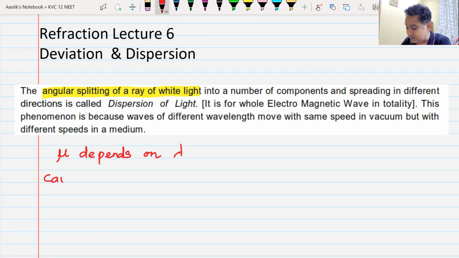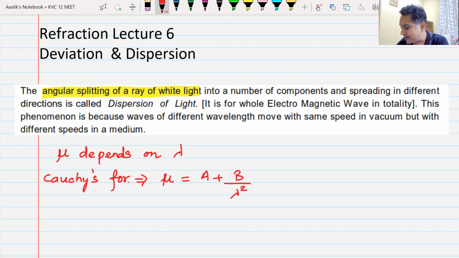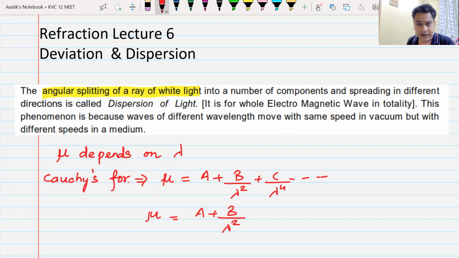In fact, the actual formula is given by a scientist named Cauchy, and this is known as Cauchy's formula. The formula is very complicated. It is out of our course. The only thing you have to remember is Cauchy had given this formula, which tells us the refractive index of the medium as a function of the wavelength, and it looks like this. It's an infinite series, and it goes like C by lambda raised to the power 4 and so on. We normally take it as A plus B by lambda square. That means the refractive index of any medium is inversely proportional to lambda square, where lambda stands for the wavelength of light. That means if the light consists of different colors, different wavelengths, mu would be different.